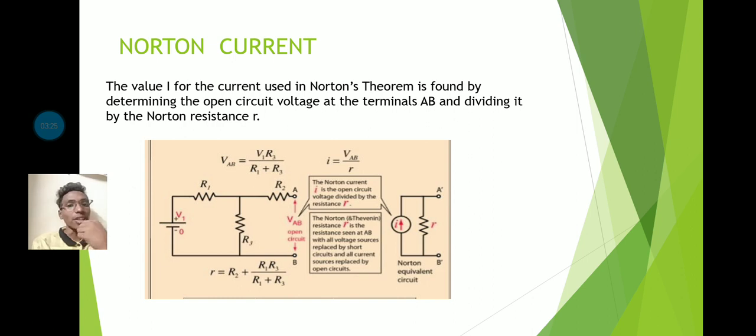Now we see the Norton's current. The value of I is a current, as we know. The current used in Norton's theorem is found by determining the open circuit voltage at terminals AB and dividing it by the Norton resistance R.